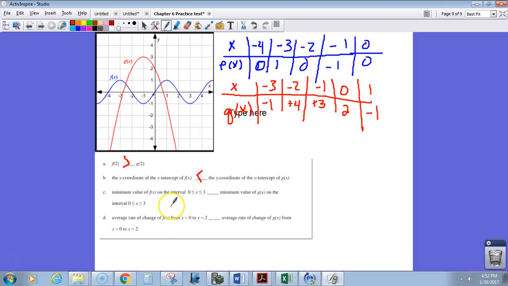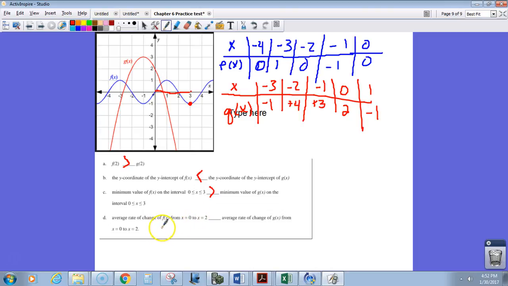The minimum value of f of x on the interval from 0 to 3. So from 0 to 3, the minimum value for the blue line is, right here at negative 1, right? It's my minimum value just from 0 to 3. And the minimum value of g of x on that same interval is going to be way down here. So g of x is going to be smaller, okay?